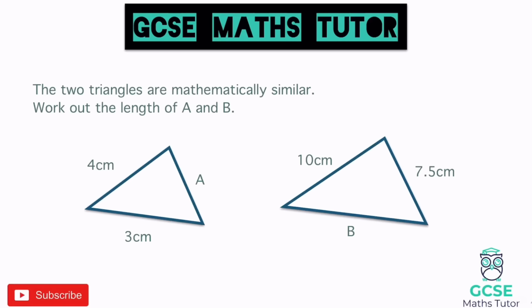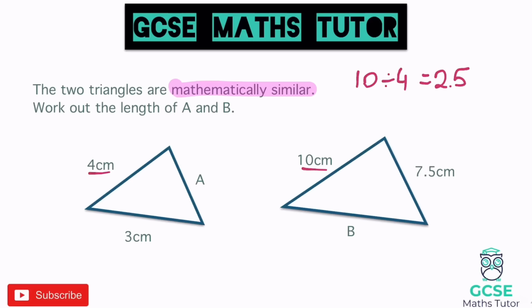Okay, so we've got that these two shapes are mathematically similar. Work out the length of A and B. Now mathematically similar means one is an enlargement of the other, which means there's a scale factor between them. So if we can identify a similar side on both of them, which we've got here, 4 and 10, we can find the scale factor. So we always just do the big one divided by the little one. So 10 divided by 4, 4 fits in twice and a half, 4, 8, and then an extra 2, so it's 2.5.